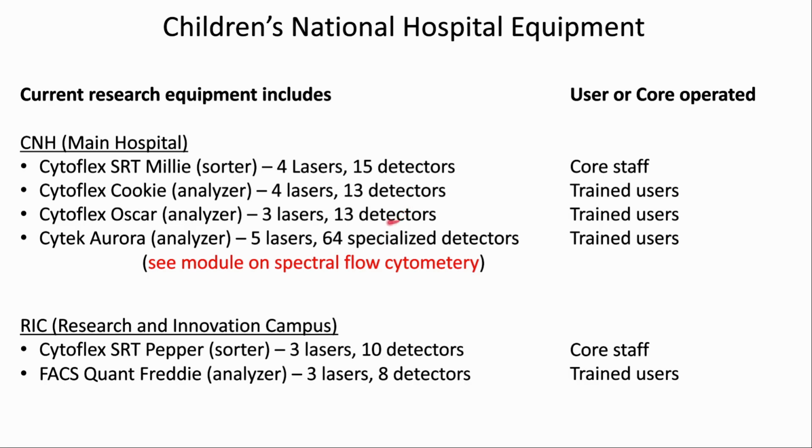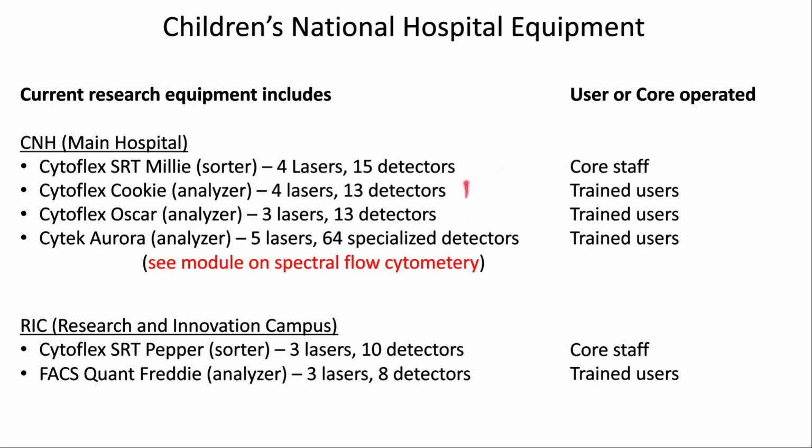Manufacturers will publish both the excitation and emission wavelengths of fluorescent proteins, and our core has a listing of the instruments and the filter sets on them in order to compare whether your fluorochrome is compatible. At Children's National, our current set of research equipment includes 4 instruments at the main hospital. We have 1 sorter at the main hospital for enriching rare cells and populations of interest for later downstream analysis, such as sequencing or single-cell cloning.